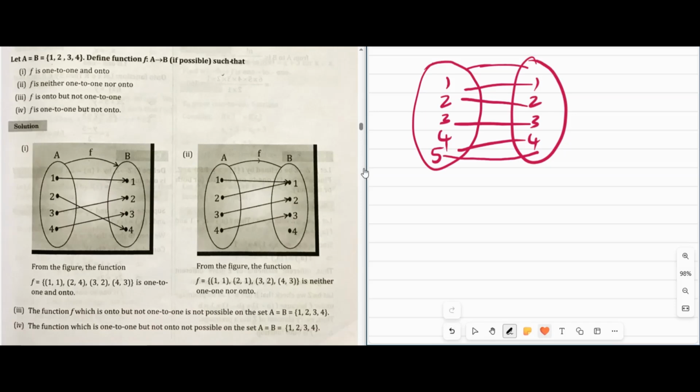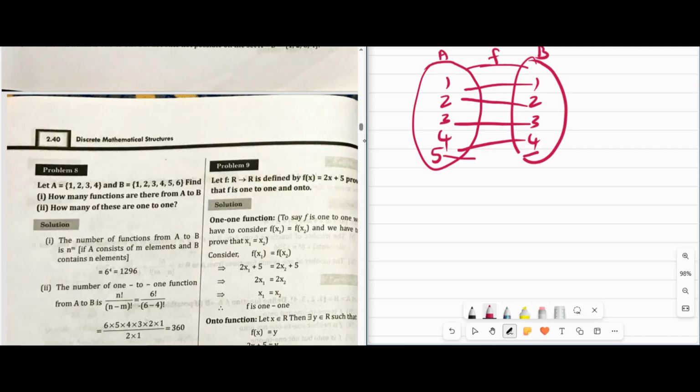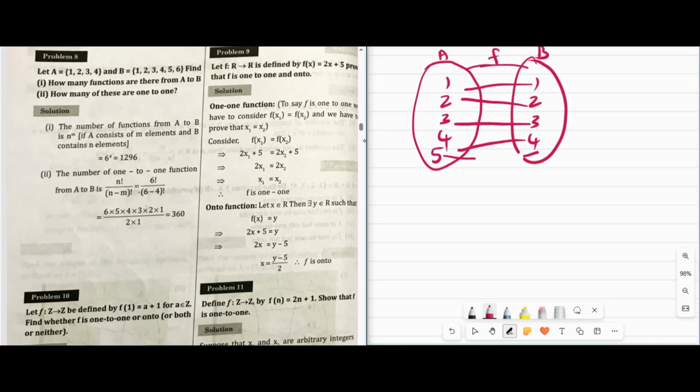In the other case, 5 is having no image in the codomain. Therefore, it is called onto but not 1-1. It is onto but it is not 1-1. So this is how you give the example if they ask you to write it down. Okay, so this we have already done.